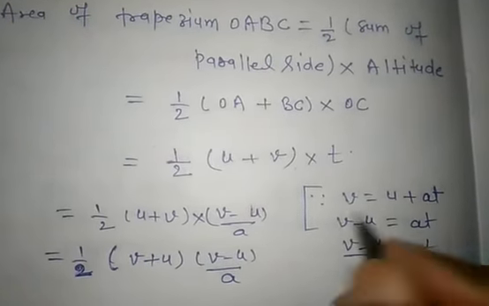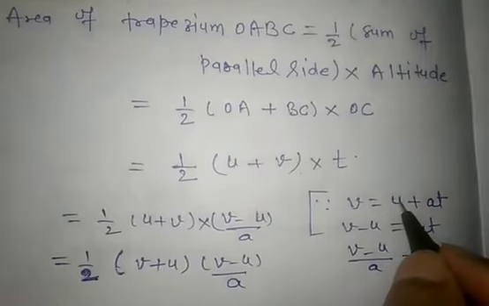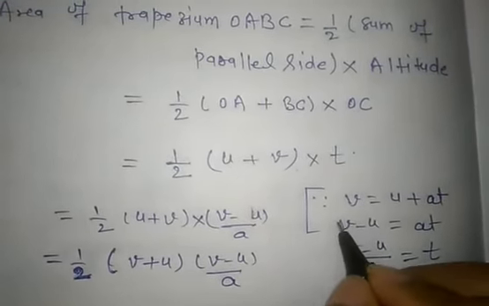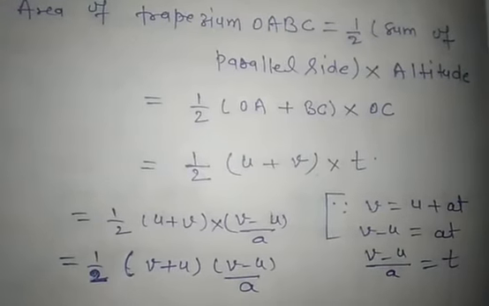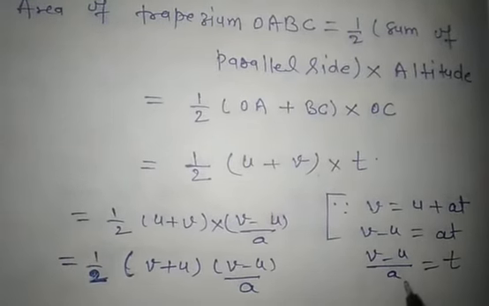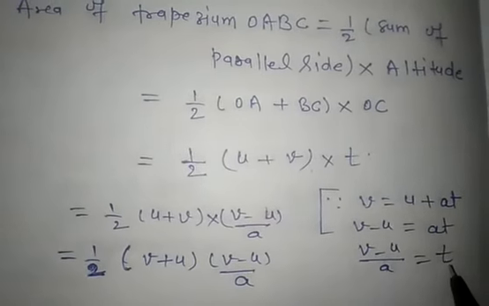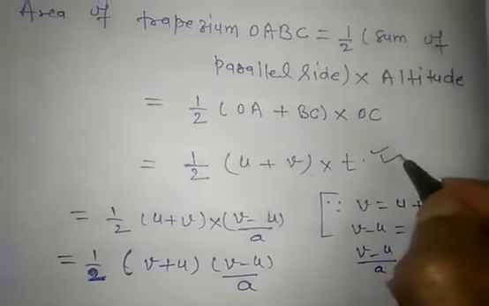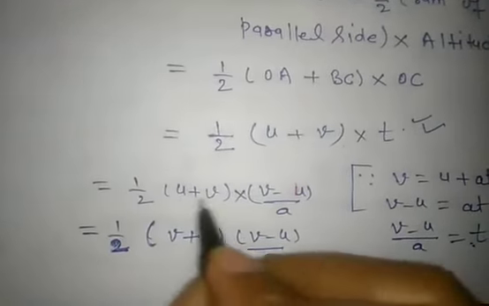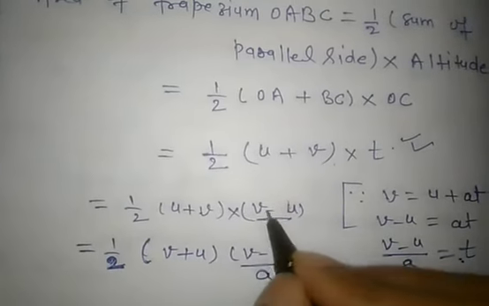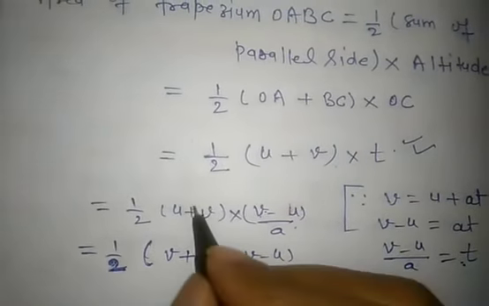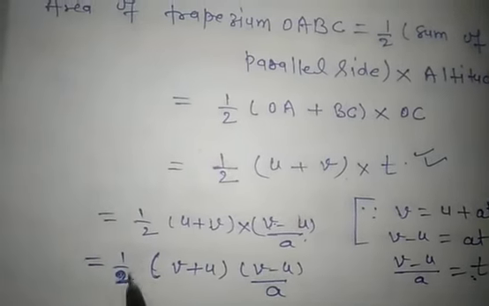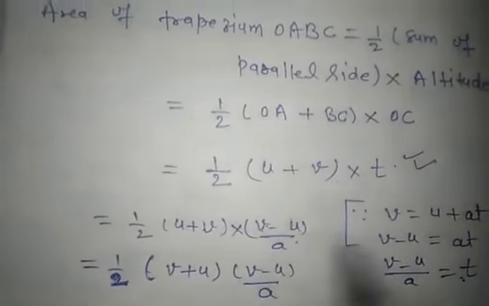and separate t from the others and transfer the value of u to the left side. v minus u is equal to at. Transfer a to the left side, we get (v minus u) by a is equal to t. Put the value of t in this equation, we get 1 by 2 (u plus v) into (v minus u) by a. u plus v can be written as v plus u, 1 by 2 as it is, and (v minus u) by a.